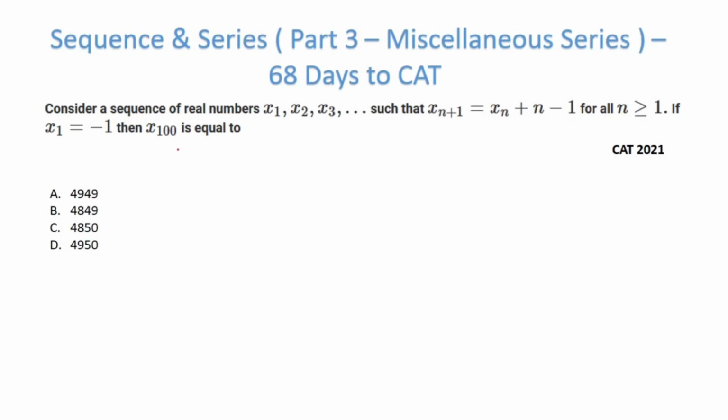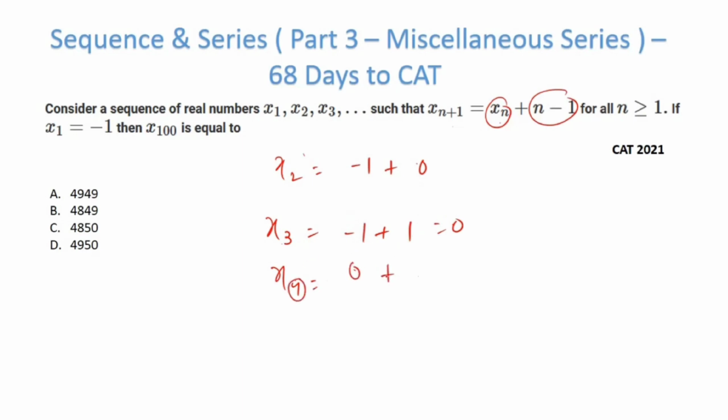So let's begin. x(n+1) is equal to xn plus n minus 1. Again, it's a pattern spotting problem. So let's see. We can say that x2 is equal to x1, which is minus 1, plus n minus 1, which is 1 minus 1, so 0. So x2 becomes minus 1. Now x3 will become x2, which is minus 1, plus 1, so this becomes 0.